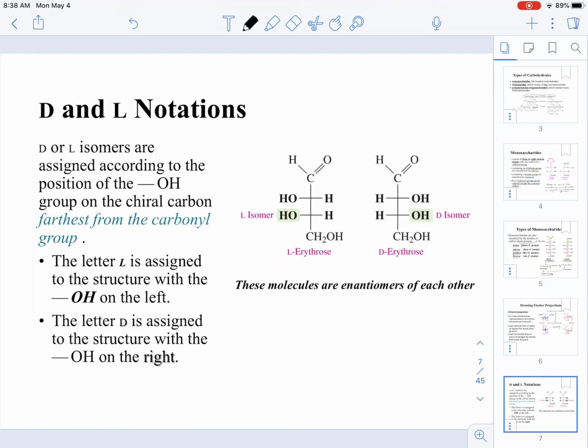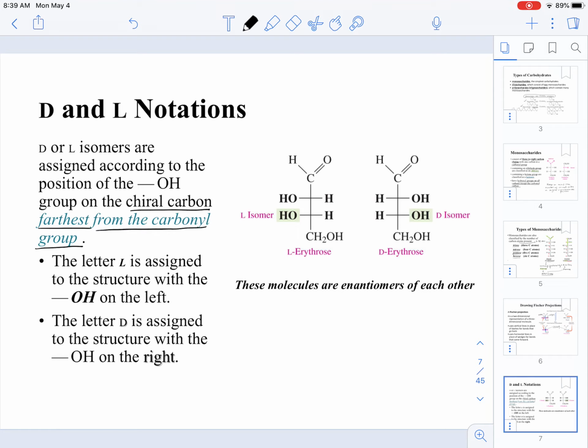Now we are going to talk about the D and L notations that are utilized for monosaccharides. So I know that in organic chemistry, we focused a lot on determining R and S configurations. Well, when it comes to biochemistry, we do D and L notation. Now, understand that D and L isomers are going to depend specifically on the position of the OH that is on the chiral carbon that is the farthest away from the carbonyl group.